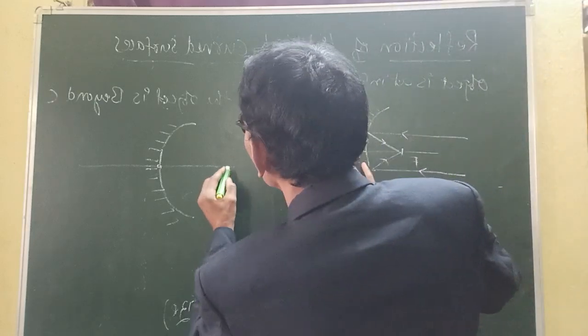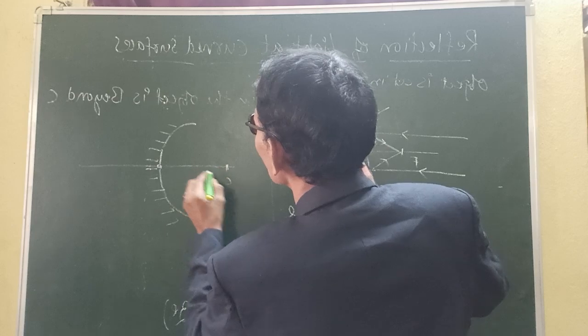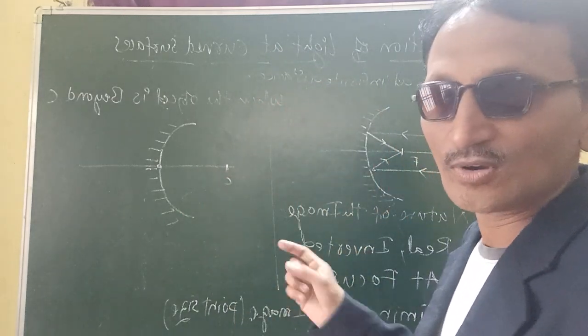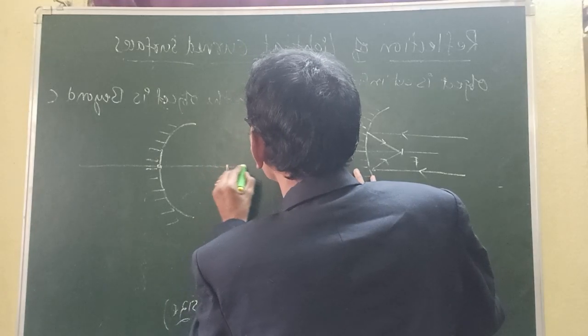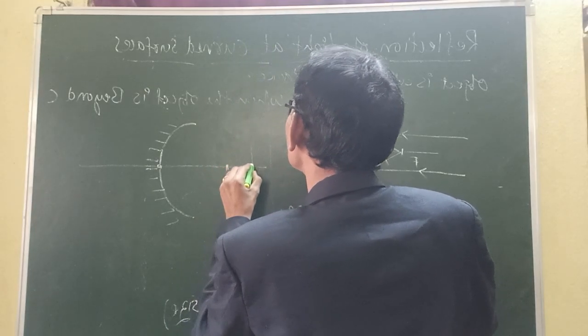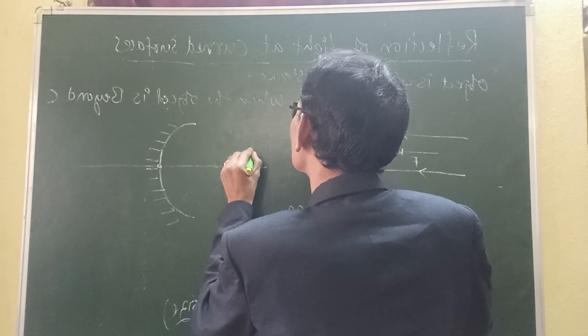Now we have to mark the center of curvature. It is the double focus, also called 2f. Now let us take that the object is beyond C. So let us take the object. This is the object. We are seeing that the object is beyond C.